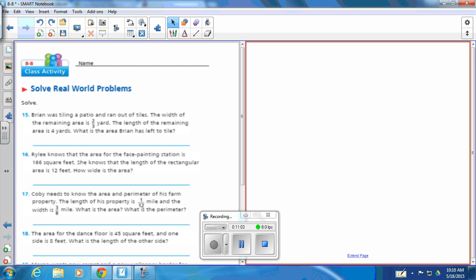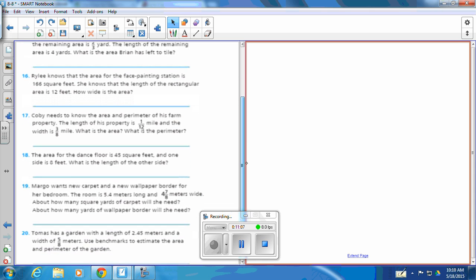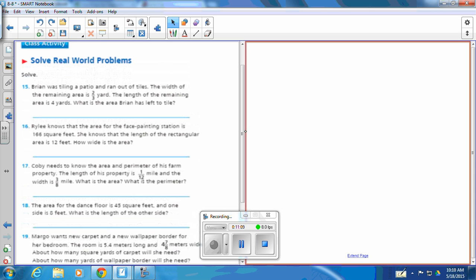For the word problems, there's going to be one that is just normal finding the area and perimeter. It's very similar to number 15 where it says Brian was tiling a patio and ran out of tiles. The width of the remaining area is 2/3 yard and the length of the remaining area is 4 yards. What is the area Brian has left to tile? So it's asking for the extra area that's not finished. So you'd have to multiply those two numbers together.